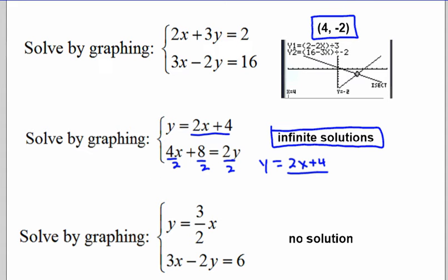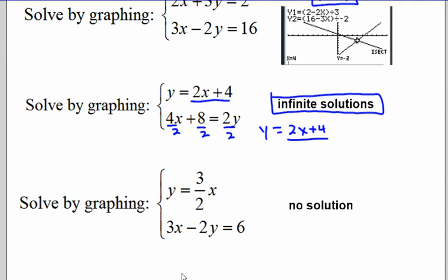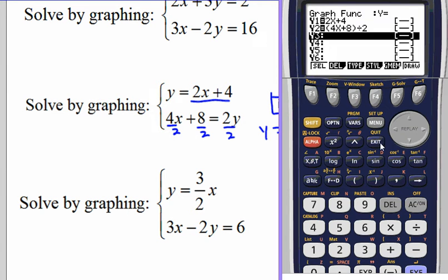Now, let's see what happens when there's no solution, when the lines are parallel. So if we come back in here, I exit this. If I don't want to delete stuff, I can just start typing and it will delete. So I'll do 3 halves x. Then here I'll take the 3x over, so I'll get 6 minus 3x. Put that in parentheses, then divide it by negative 2.